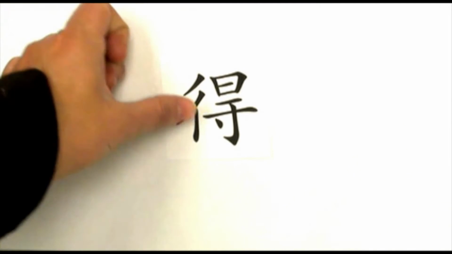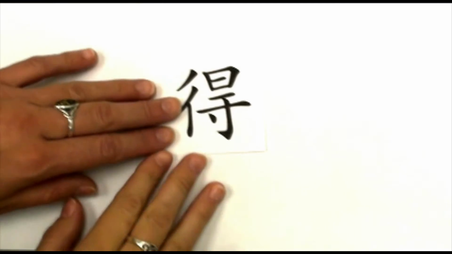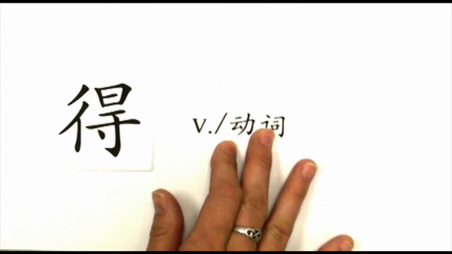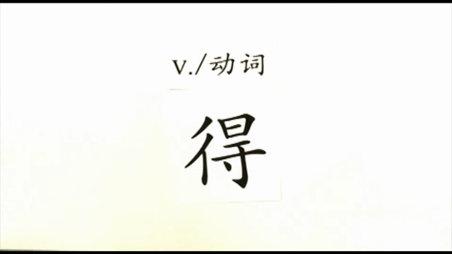Next, we'll learn about the complement form of the particle de. It's written like this. This form of de is used as a complement after verbs or adjectives. Generally, what comes after de is usually a verb, adjective, or an adverb. Before you get confused, let's start with using de after a verb. First, it links a verb with its result.